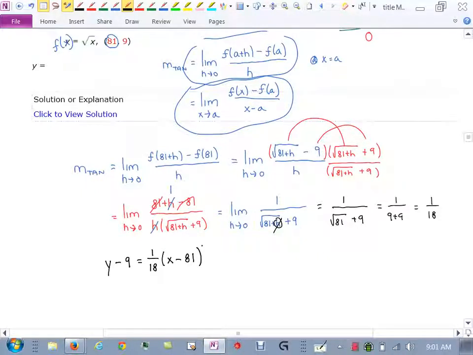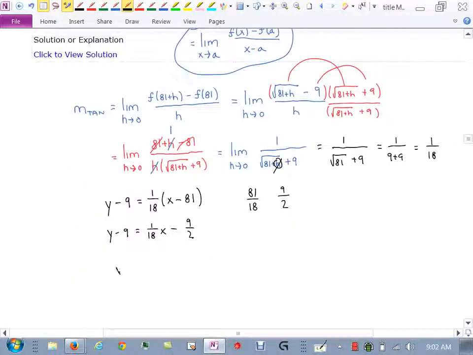And then I can go ahead and distribute through. So I get 1/18 x minus, let's see, 9 halves. I get 81 divided by 18. 9 goes into 81 9 times, and 9 goes into 18 twice. So I get 9 halves. And now I need to add 9 to both sides. 1/18 x minus 9 halves, and then plus 9.